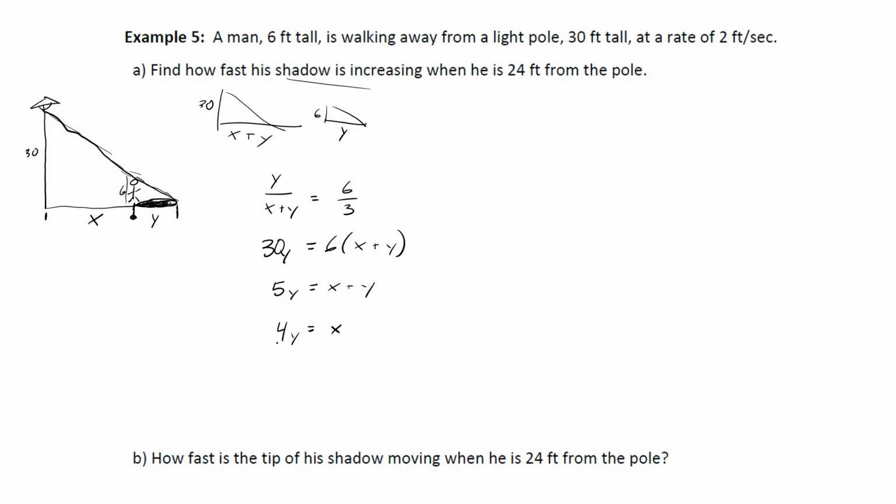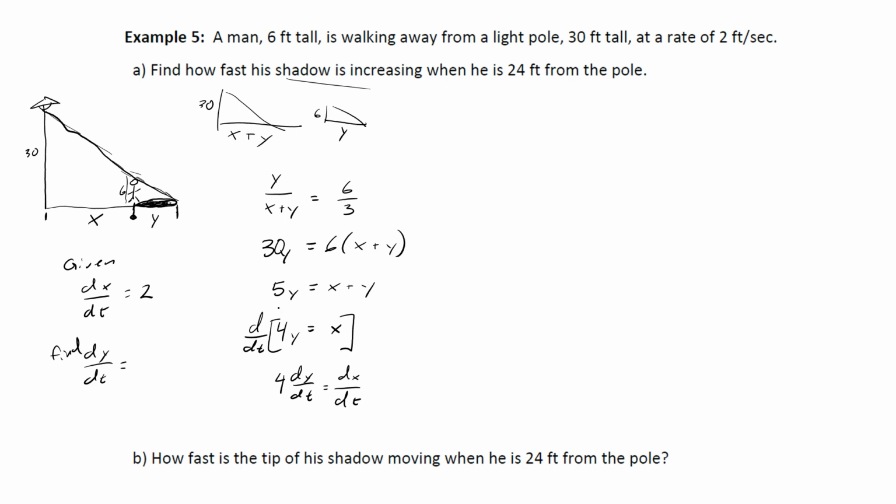I'm just going to take the derivative of this expression with respect to time. So 4 times dy/dt is equal to dx/dt. And I happen to know, I forgot to write those down, given is that dx/dt is equal to 2. So I know then I want to find dy/dt.